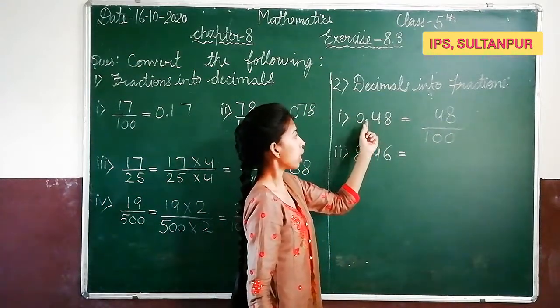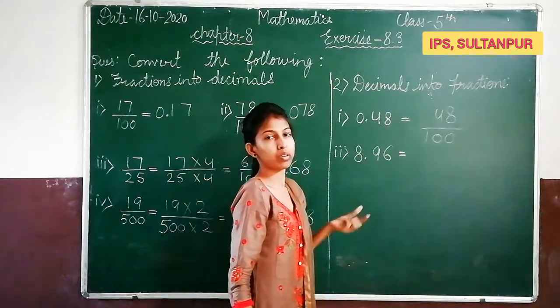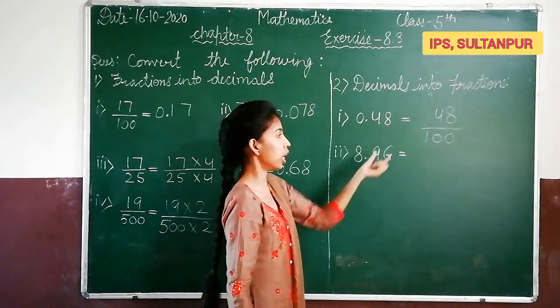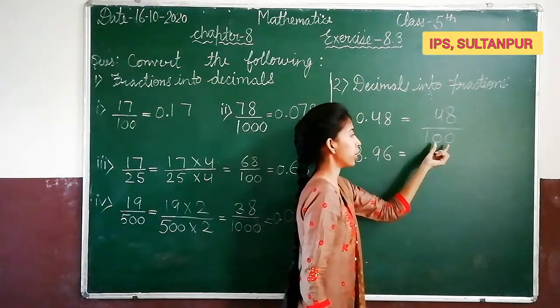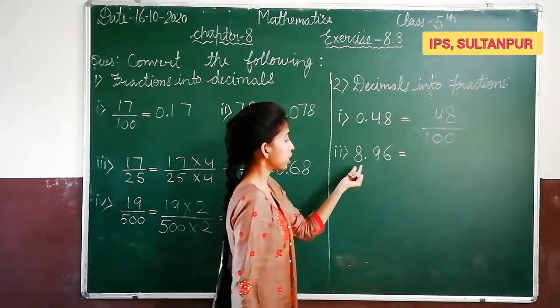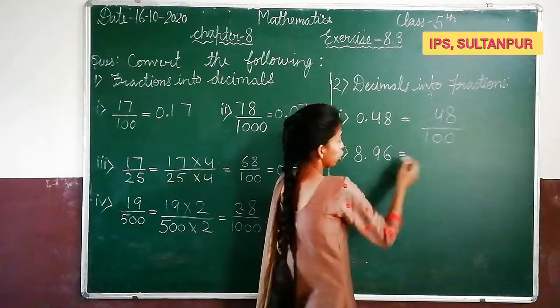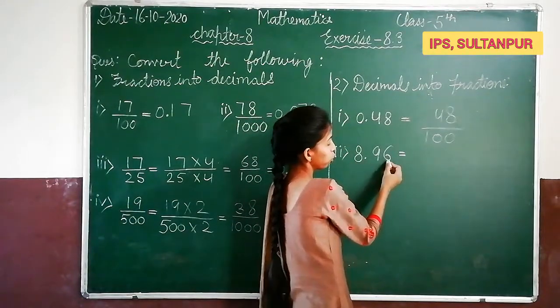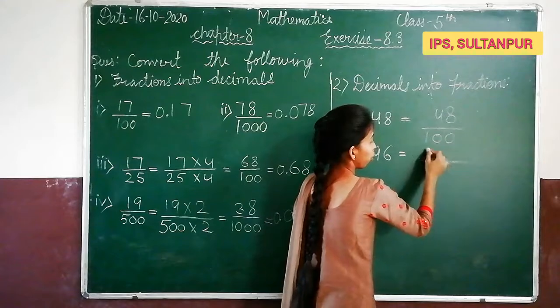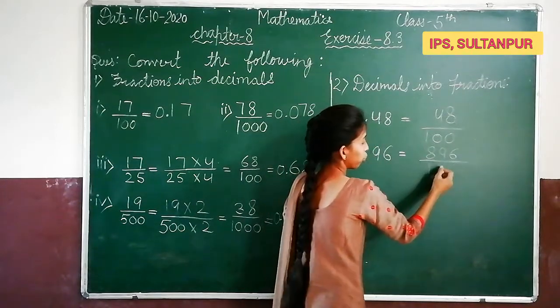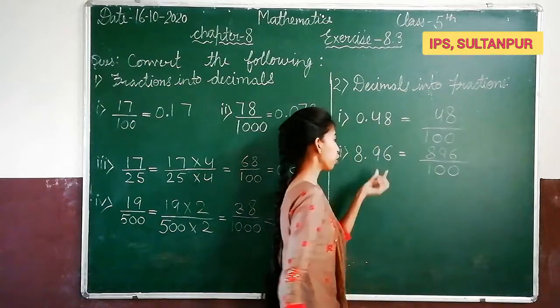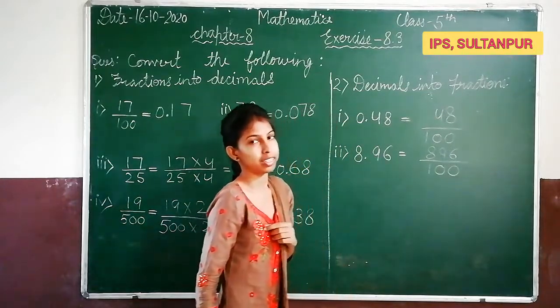The number of digits after the decimal will be equal to the number of zeros in the denominator. So here are 2 digits, so we will put the multiple of 10 as 100 here. Here 8.96 is given. After the decimal there are 2 digits. So 896, by removing this decimal, we will put 100 in the denominator for the 2 digits after the decimal.